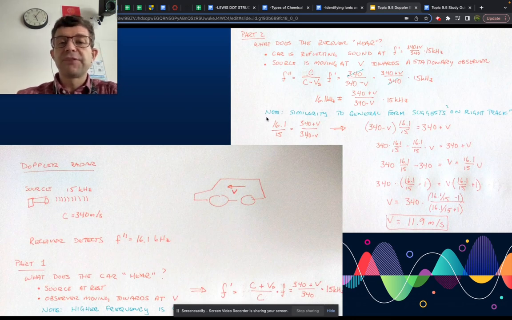I won't go through the steps of algebra to simplify this, but suffice to say that you can find this ratio and set it equal to the ratio here. And then you have to do a little bit of manipulation to isolate v. And in this case, I came up with a value of v is 11.9 meters per second, which in most places should be under a speed limit.